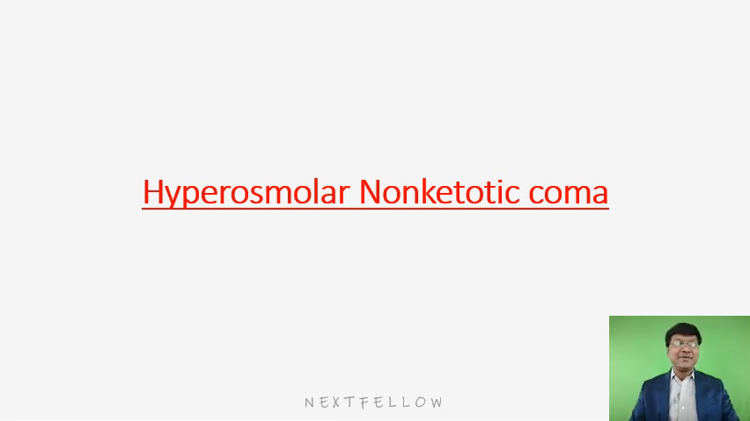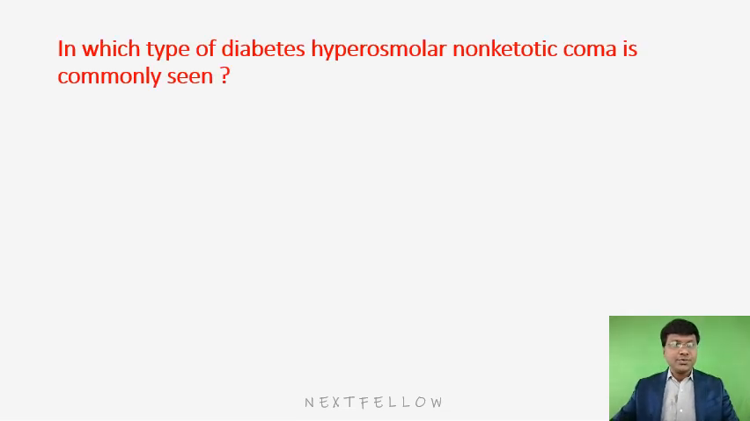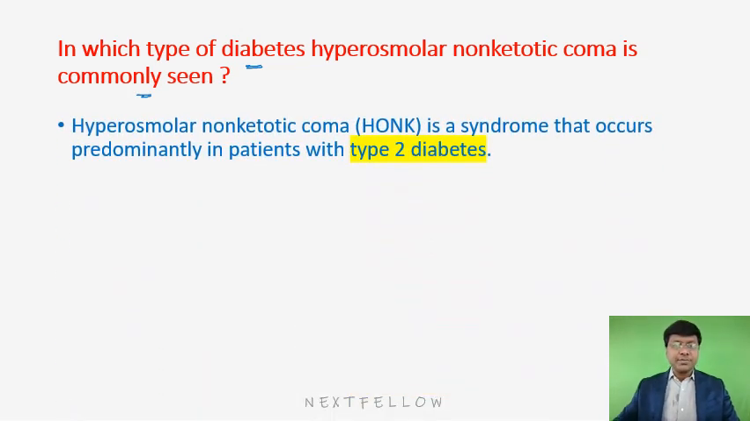In this session, I'll be doing a quick recap on the topic of hyperosmolar non-ketotic coma. You need to know in which type of diabetes this is commonly seen. Hyperosmolar non-ketotic coma is commonly seen in type 2 diabetes mellitus.